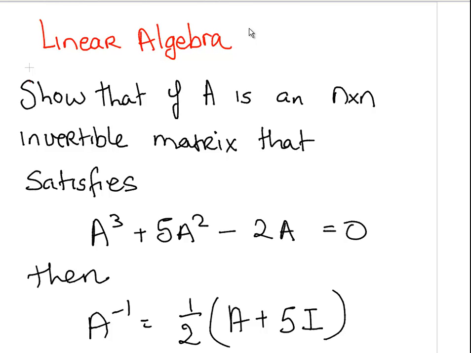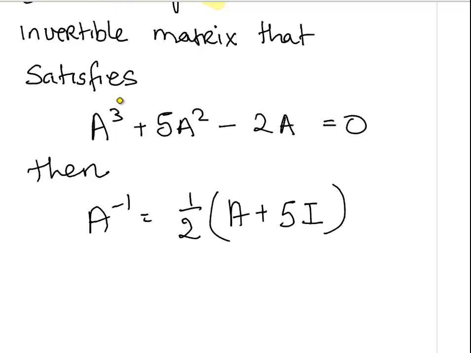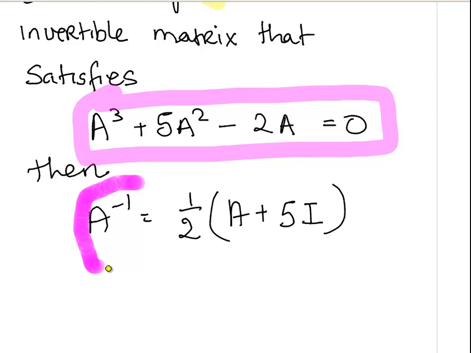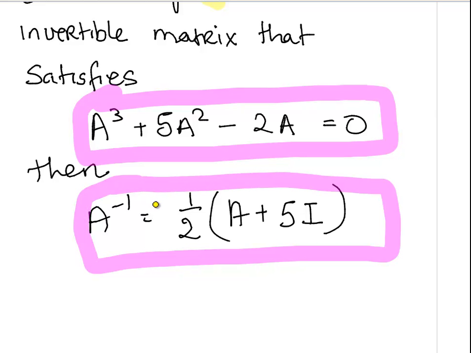In this video, what we're going to do is a little exercise in linear algebra. We have to show that if A, our matrix capital A, is an n by n invertible matrix that satisfies this expression here, a cubed plus 5a squared minus 2a equals 0, then this holds: the inverse of A is equal to 1/2 of (A plus 5I), where I is the identity matrix. Okay, so far so good.